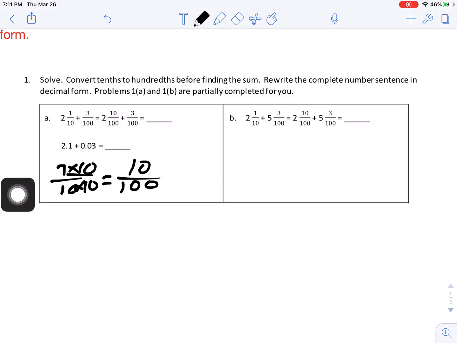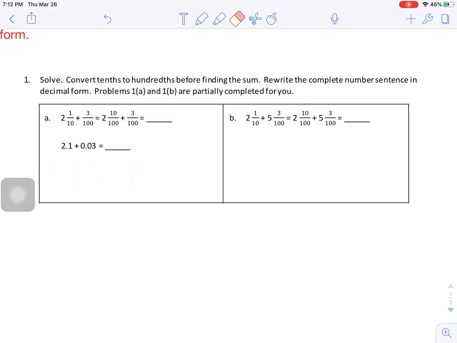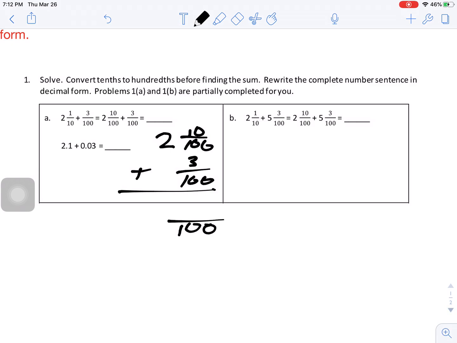So we would add 2 and 10 hundredths plus 3 hundredths. I already know that we have 2 wholes and 10 hundredths, and I want to add 3 hundredths. The denominator is going to stay hundredths. It doesn't change. 3 plus 10 is 13, and 2 plus nothing is 2. So the answer would be 2 and 13 hundredths.